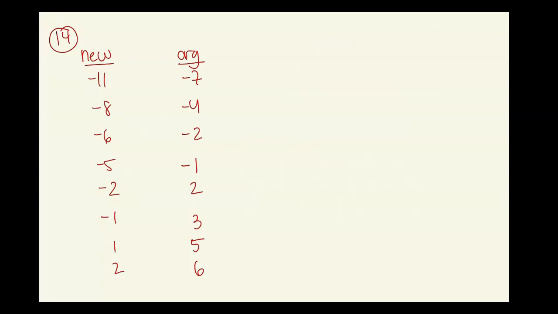Yes, I know I've already cheated and put up my new and original column, but pause the video, rewrite it, and let's go ahead and look at the transformation that happens. Okay, so just take a look at it and think. How am I going to get from negative 11 to negative 7, negative 8 to negative 4, all the way down from 2 to 6?